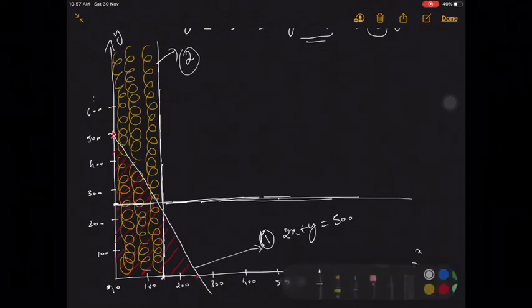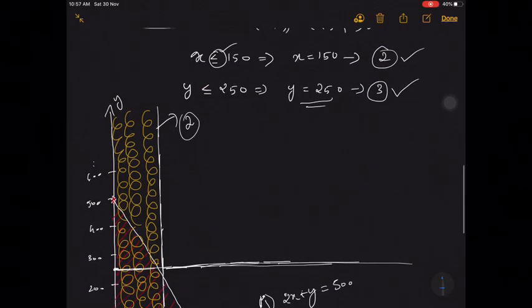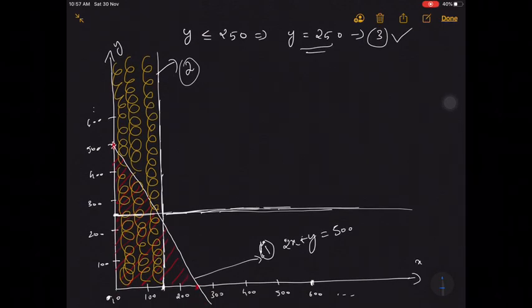Now here again we'll use some other color. It is again less than or equal to 250, so it will be below the line, towards the origin. The origin is here, towards the origin, below the line. So I'll use vertical lines to shade the region. And so on, it goes on again.